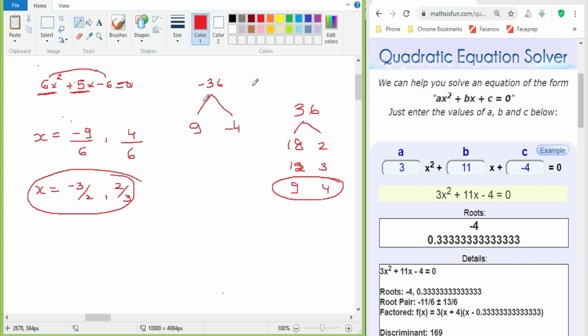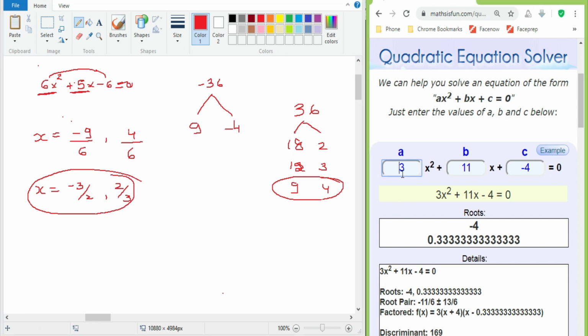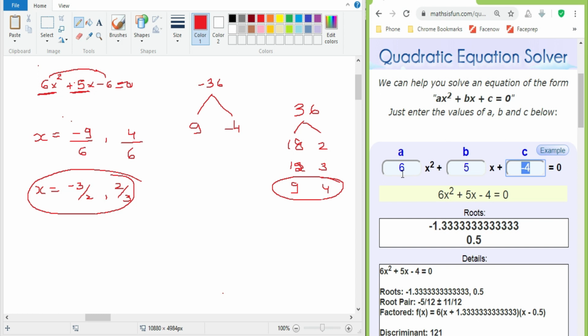So we'll just check it out. 6, 5 and minus 6. So we have got it as minus 1.5 and 0.66. 0.66 is nothing but 2 by 3 and minus 1.5 is nothing but minus 3 by 2. You're getting the idea, guys? Yeah, I'll give one more question. Please solve it.